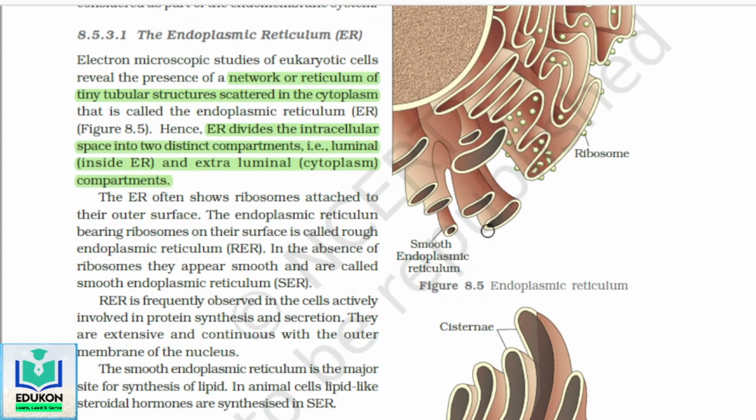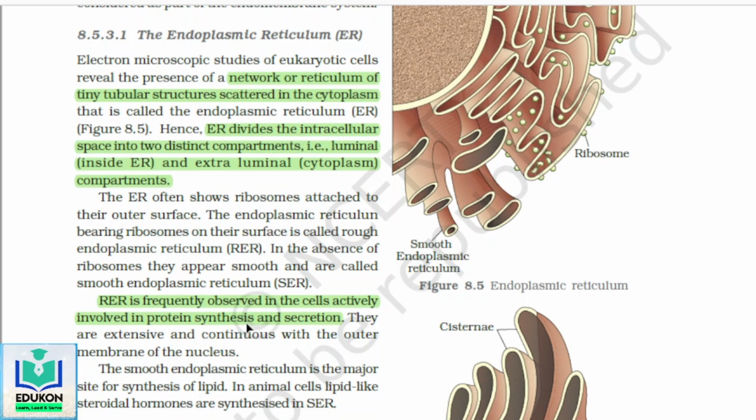On the side you have another endoplasmic reticulum, but it does not have any ribosomes attached to its surface. Hence it is called smooth endoplasmic reticulum. Rough endoplasmic reticulum is frequently observed in cells actively involved in protein synthesis and secretion. Because ribosomes are associated with protein synthesis, it is observed in the majority of cells actively involved in protein synthesis and secretion.